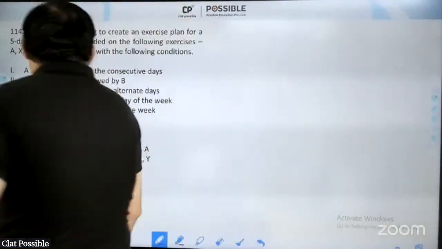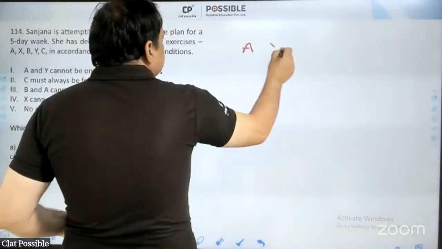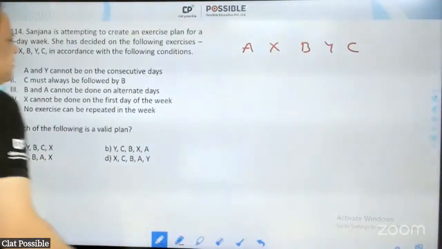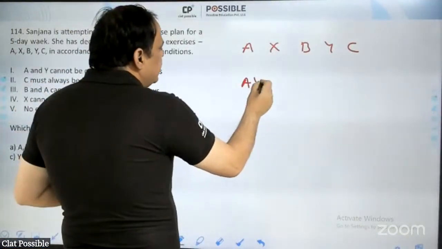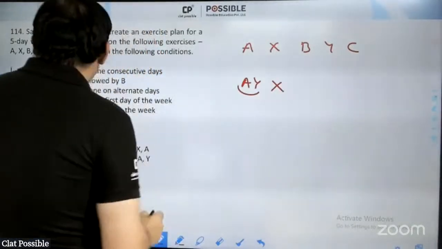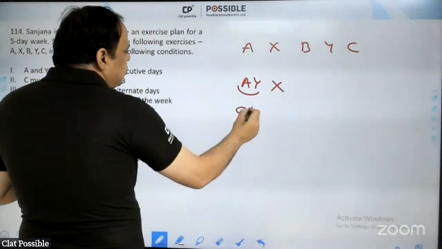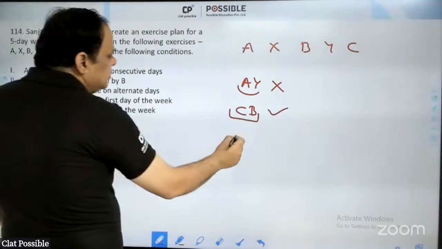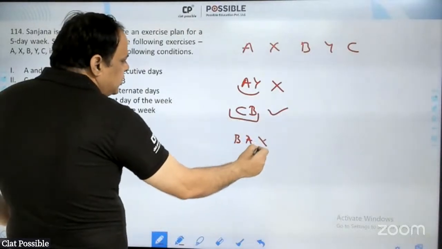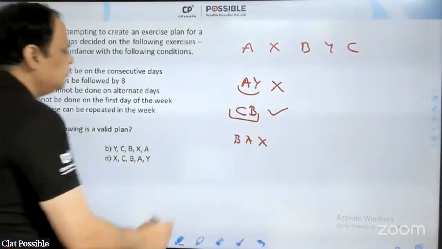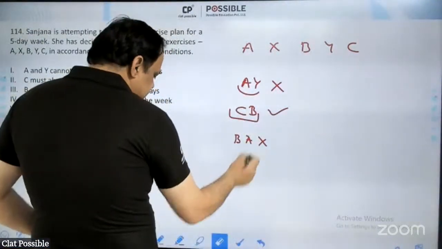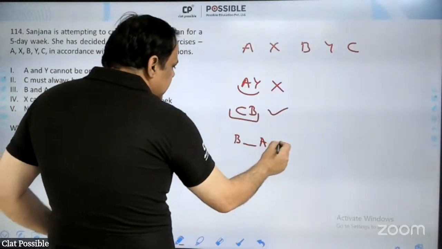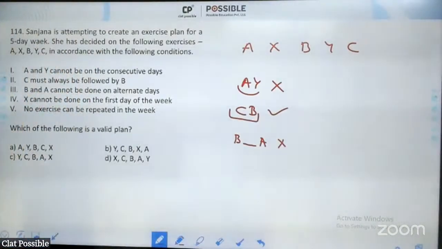So A, X, B, C are there. A and Y cannot be on consecutive days. So A and Y should not be together. C must always be followed by B. So C should be followed by B. B and A cannot be on alternate days. Alternate meaning it will be something like this: B, gap, A. That is not okay.